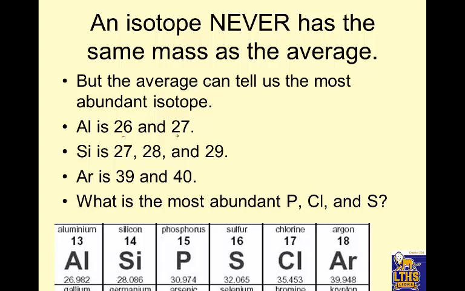So aluminum has 2 isotopes. Aluminum's average atomic mass is 26.982, which is closest to 27, so this is probably the most common aluminum you'll find. Silicon, most common silicon, probably this, because this is closest to 28. Argon 39.948 is closest to 40, so this is probably the most common isotope of argon. I want you to try to figure out which isotope of phosphorus, which isotope of chlorine, which isotope of sulfur is probably the one you'll find the most of in nature.